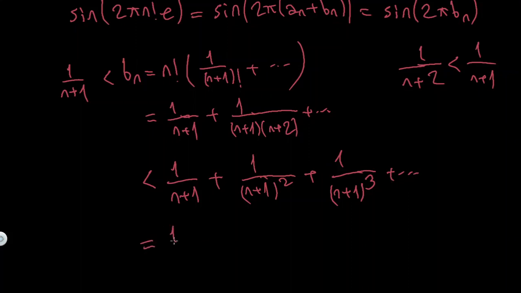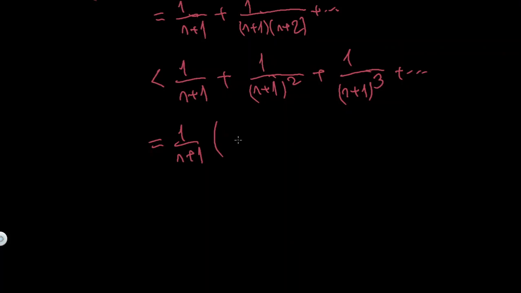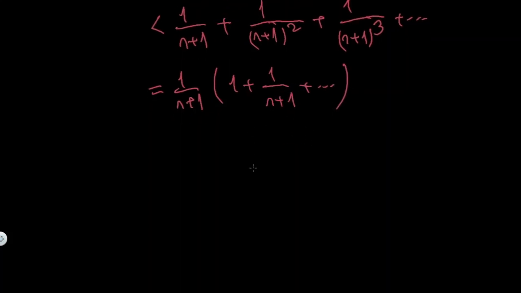So if I take 1 over (n plus 1), this is a geometric series, so it's 1 plus 1 over (n plus 1) plus..., and the ratio is 1 over (n plus 1), which is less than 1. So this geometric series will converge. Actually, we can say this is equal, because we have up to infinity of 1 over (n plus 1).